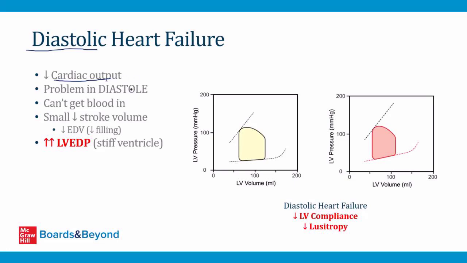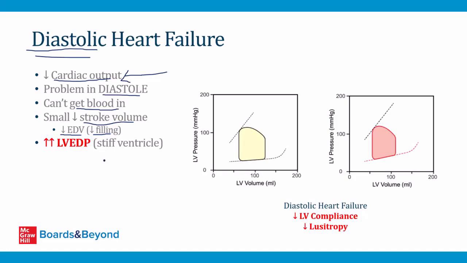And in diastolic heart failure, the problem is in diastole. That's how it gets its name. The ventricle is stiff, and therefore blood doesn't fill it normally. And so when it doesn't fill normally, there's less blood in the chamber, and therefore less blood goes out as cardiac output. There's a small decrease in stroke volume in diastolic heart failure. This occurs because the end diastolic volume is slightly decreased because the ventricle can't fill because it's stiff.